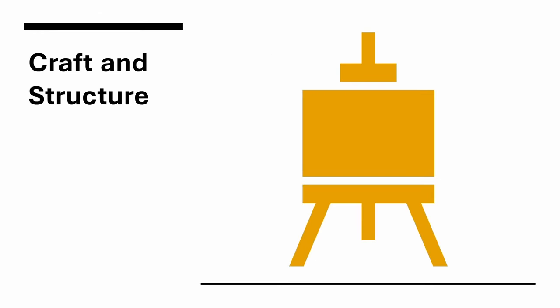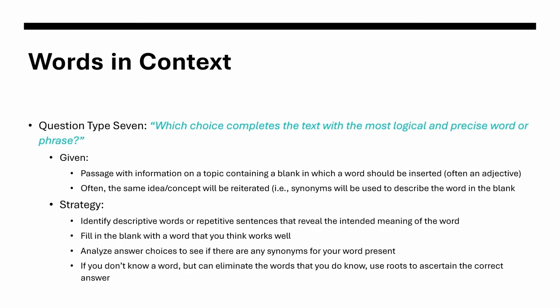Now we're moving on to craft and structure. The first craft and structure question is called words in context, and this might as well be called the vocabulary question. It's going to ask which choice completes the text with the most logical and precise word or phrase. You're going to be given a passage with information on a topic containing a blank in which a word should be inserted. So what they're basically going to do is give you a full passage. It'll be around 3 or 4 sentences, and there's just going to be a 1-word blank, and you're going to have to figure out which word is best suited to go into that blank.